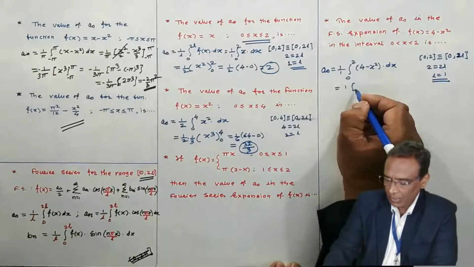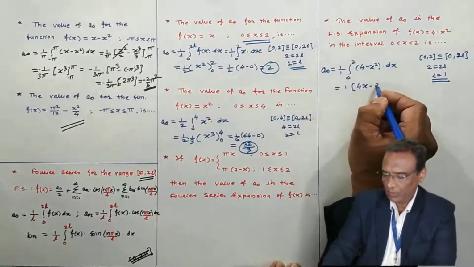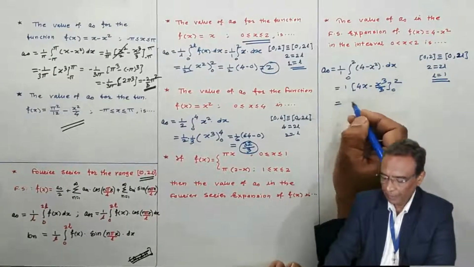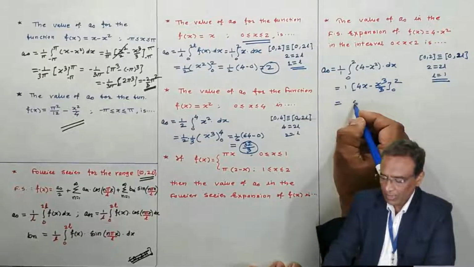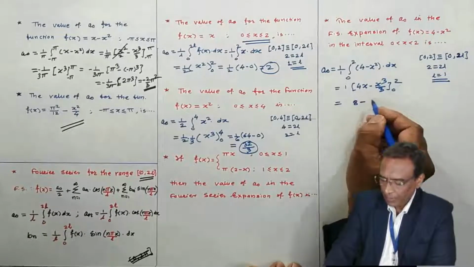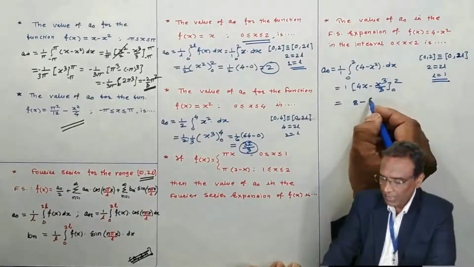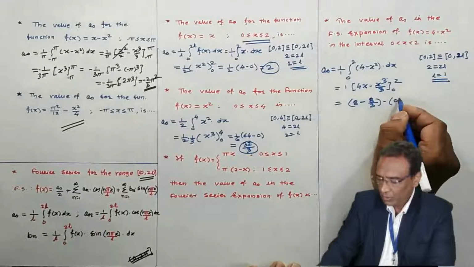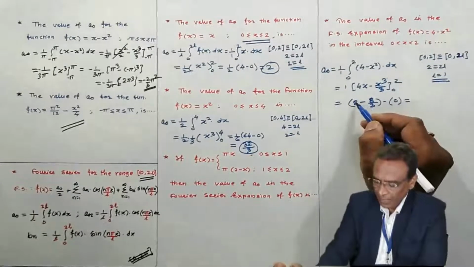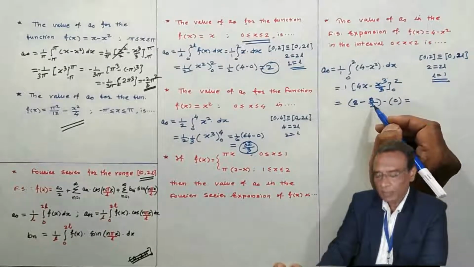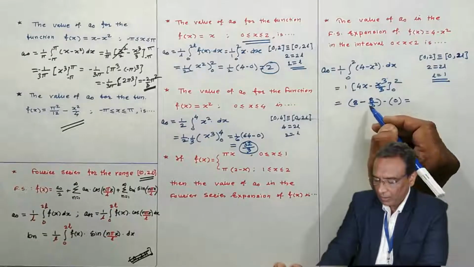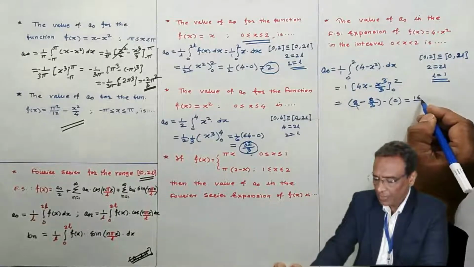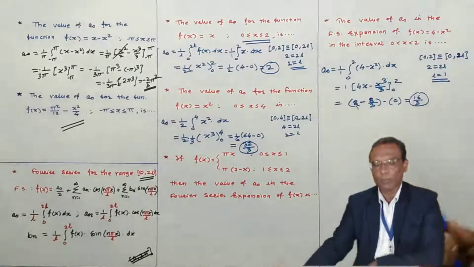1 by 1 is 1. Integral of 4 is 4x. Integral of x square is x cubed by 3. Lower limit is 0, upper limit is 2. Put x equal to 2, it means 4 into 2, which is 8, minus 2 cubed is 8 by 3. Put x equal to 0, you will get 0 for the lower limit. And 8 minus 8 by 3 is what? 24 minus 8 is 16. 16 by 3 is the value of a0.